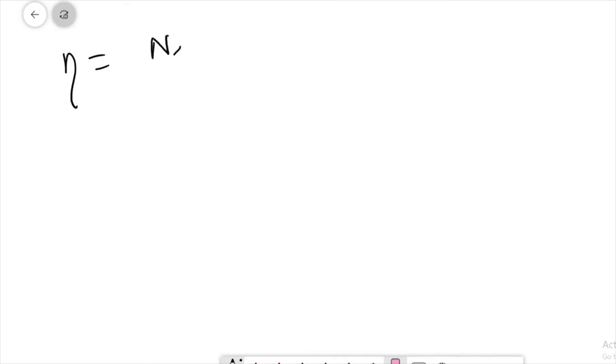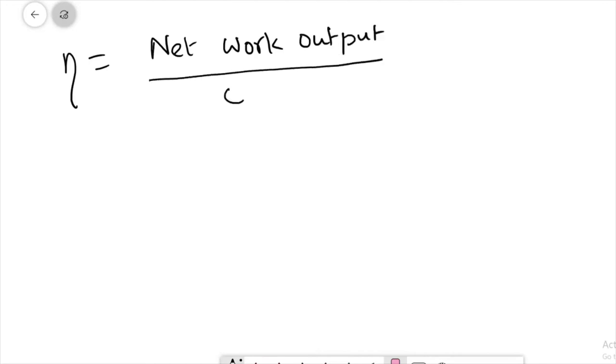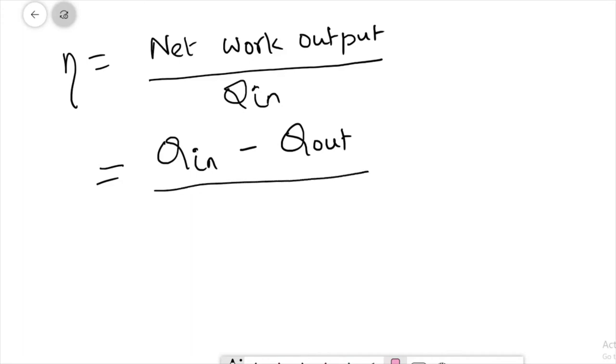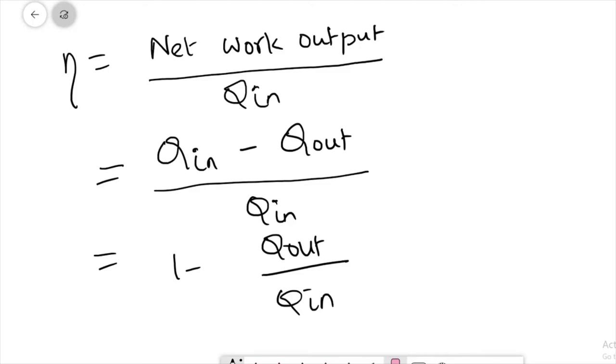Efficiency is net work output divided by heat supplied. Heat supplied is nothing but heat in. The net work output is nothing but Q in minus Q out, divided by Q in. This is further simplified and becomes 1 minus Q out by Q in. So this is the efficiency.